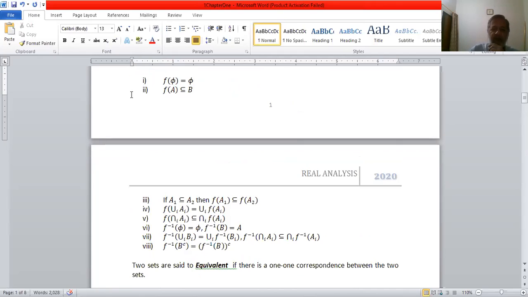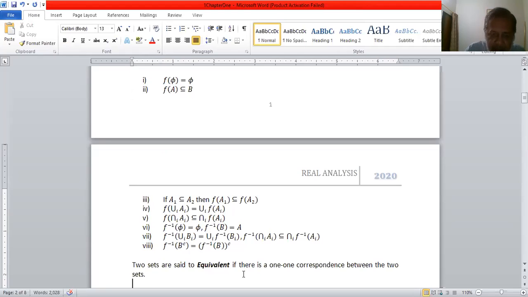That means for every element of the first set, there is an element in the second, and vice versa. One can also say that two sets are equivalent if they have the same number of elements. That means the order of the two sets is the same.